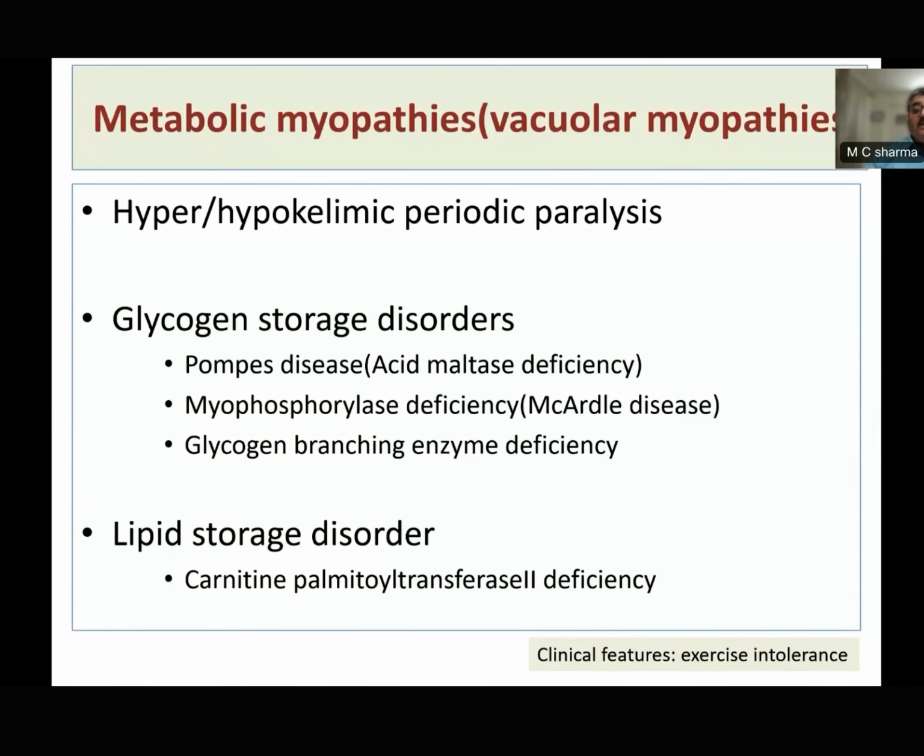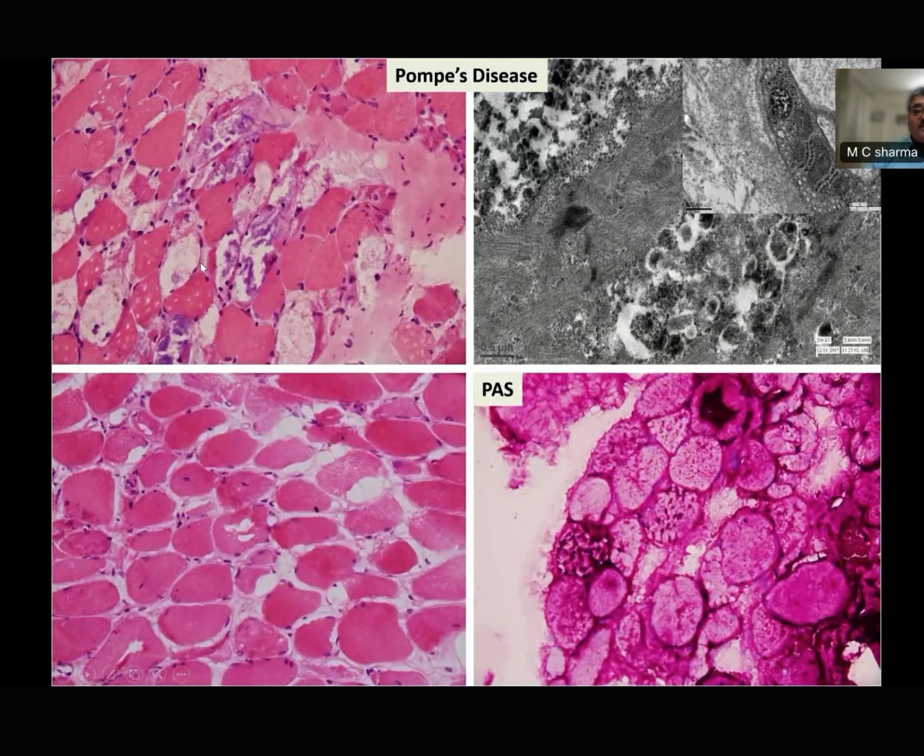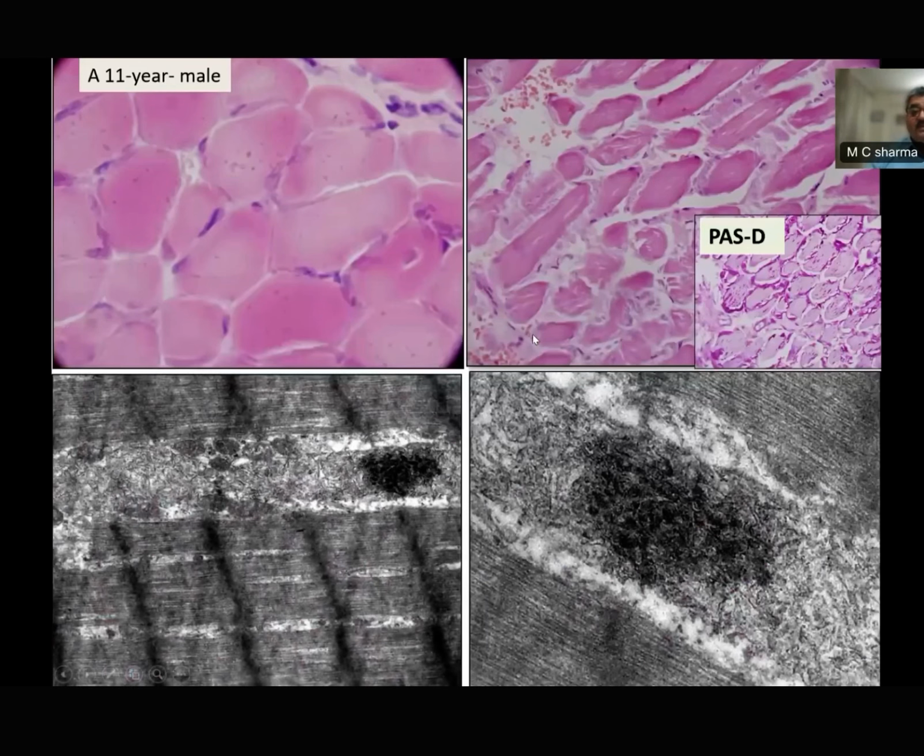Now, metabolic myopathies, vacuolar myopathy, the most common is hyper or hypokalemic periodic paralysis, glycogen storage disorder, lipid disorder. This is one case of glycogen Pompe disease. See, the PAS is positive for glycogen, and there is membrane bound glycogen in the blood vessels, in the muscles. This is very helpful in the diagnosis.